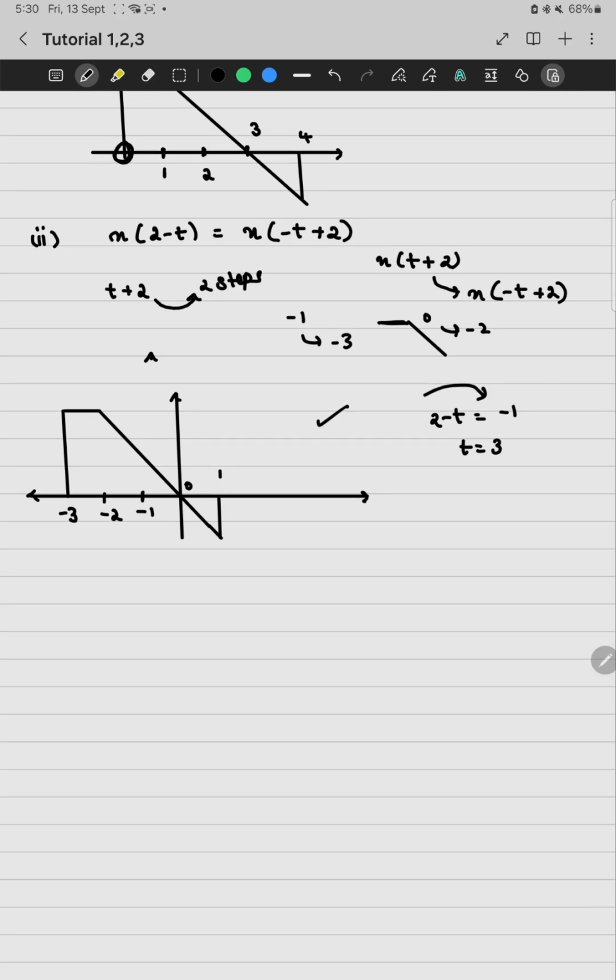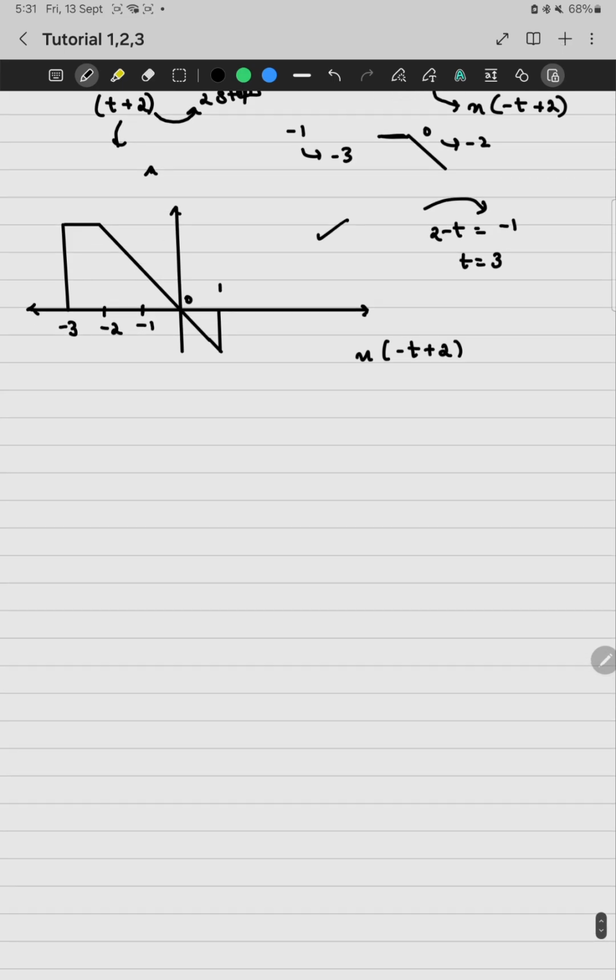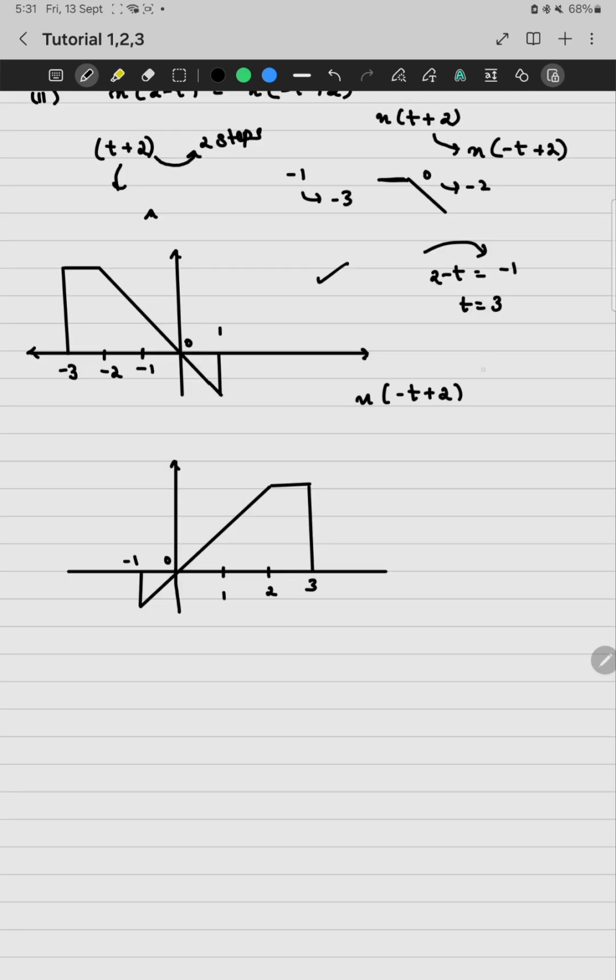So here we forgot one thing. We found the graph of t plus 2. Now to make it x of minus t plus 2, we need to reverse this graph completely. So it becomes something like this. So our starting point, which was earlier 0, now it will become 3.